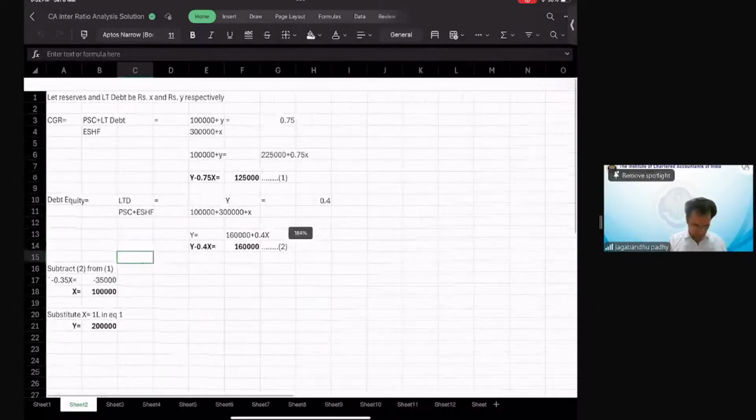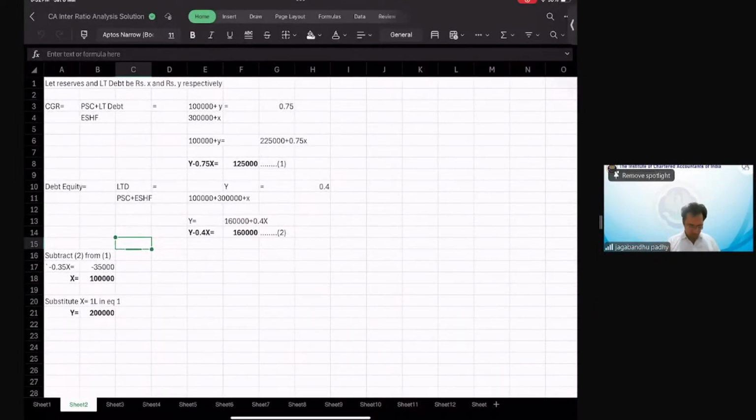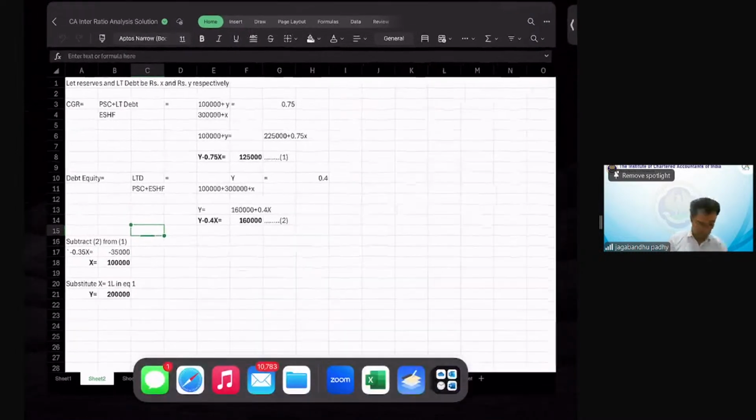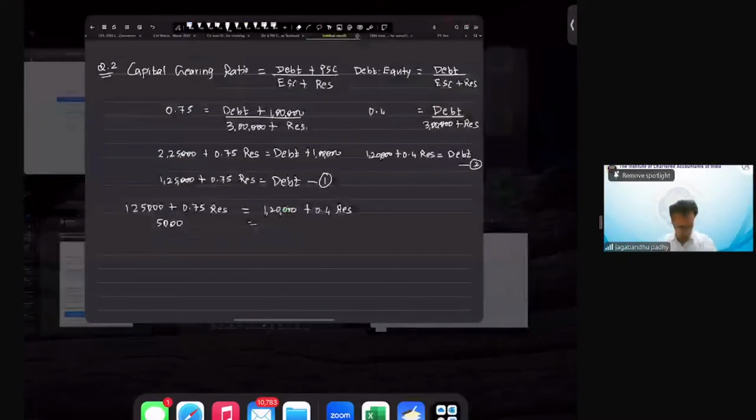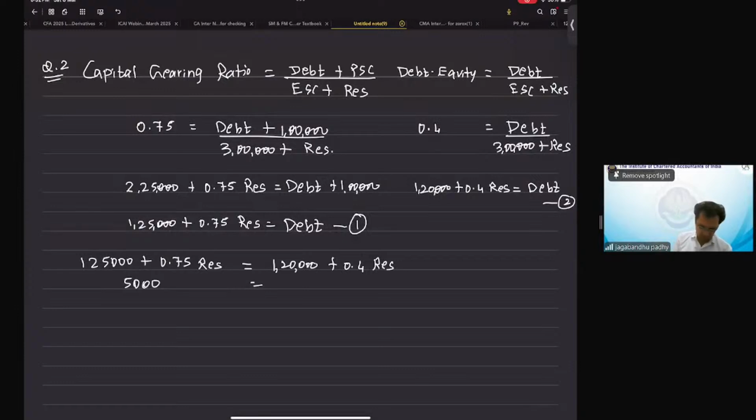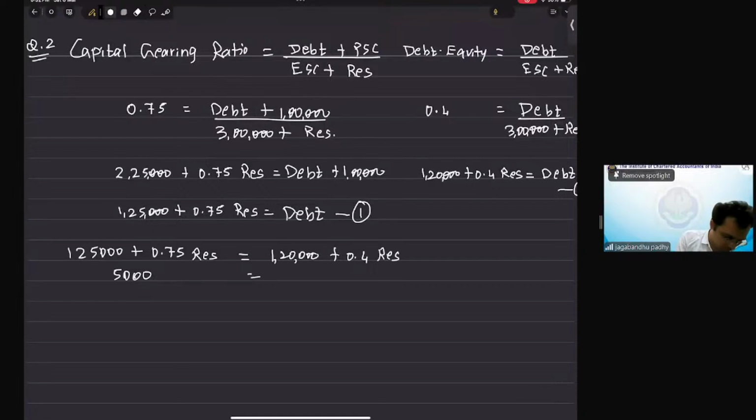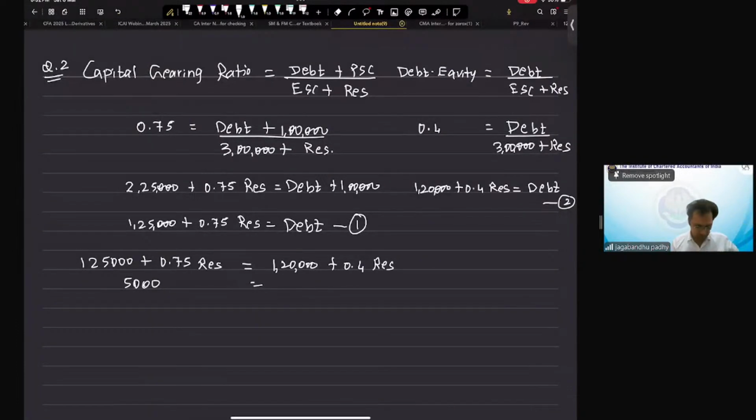This has 0.75. So minus 0.75 is 1,25,000. 75. So no, there is something going wrong over here. Calculation. Let me just recheck it again.